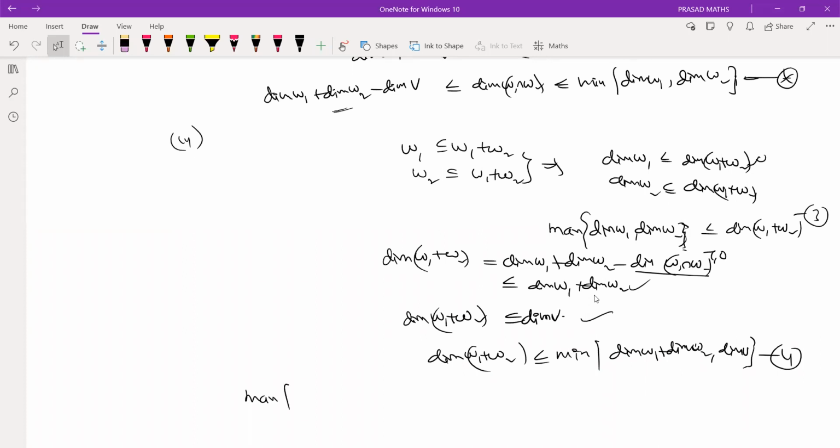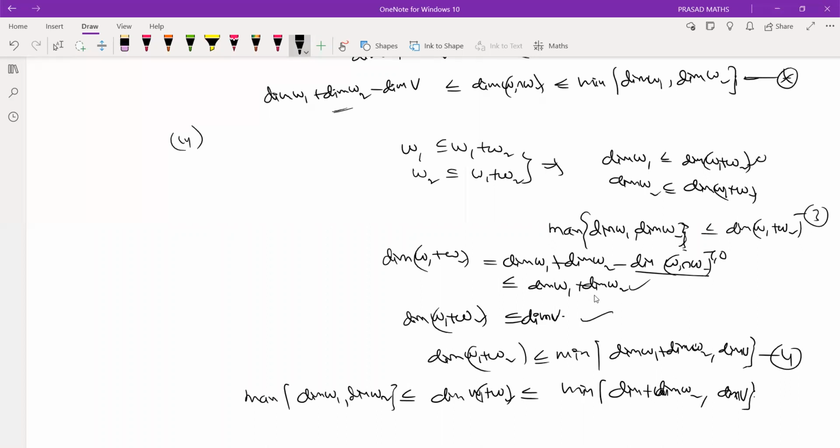So the maximum of dimension of W1 comma dimension of W2 is always less than or equal to dimension of W1 plus W2, which is less than or equal to the minimum of dimension of W1 plus dimension of W2, comma, dimension of V. So this is the important formula.